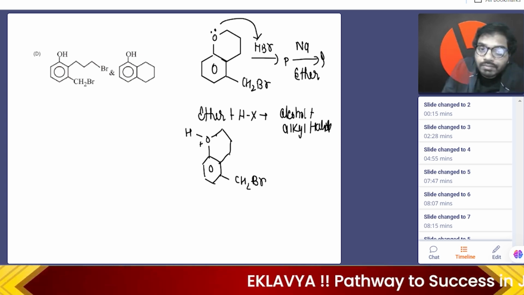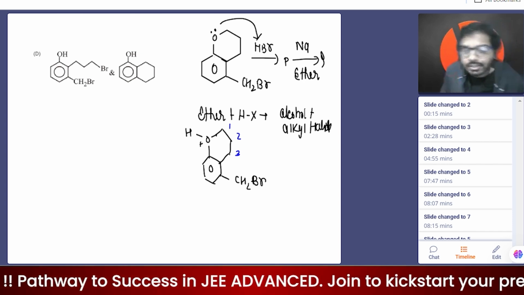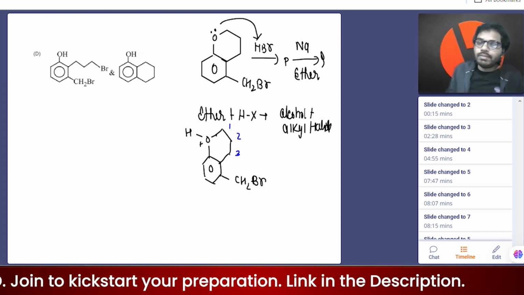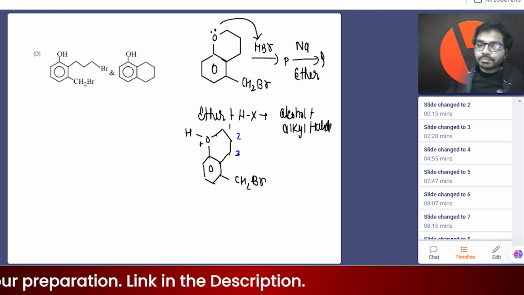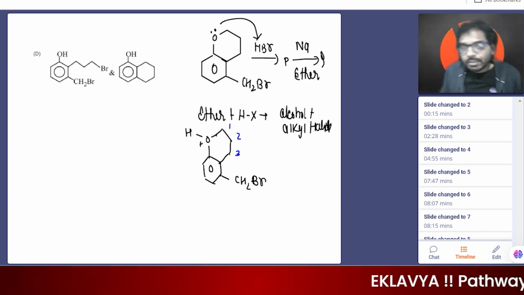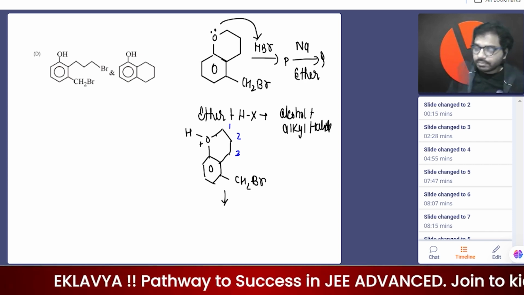So for our convenience, I'm writing the carbon numbers. This is first, this is second, this is third. So the ring will open, and what will happen here? We can see that the OH will just remain intact, and this ring will open. So what will be our next structure here?